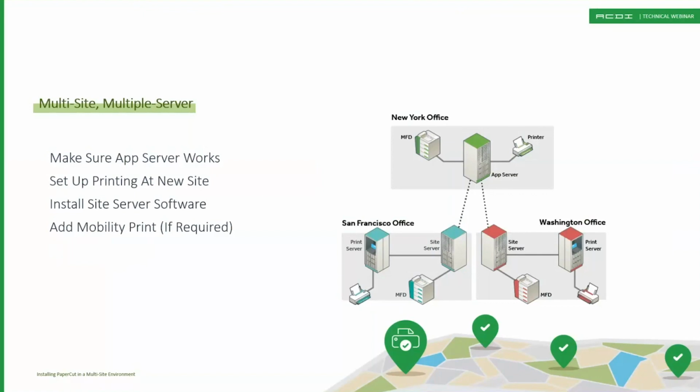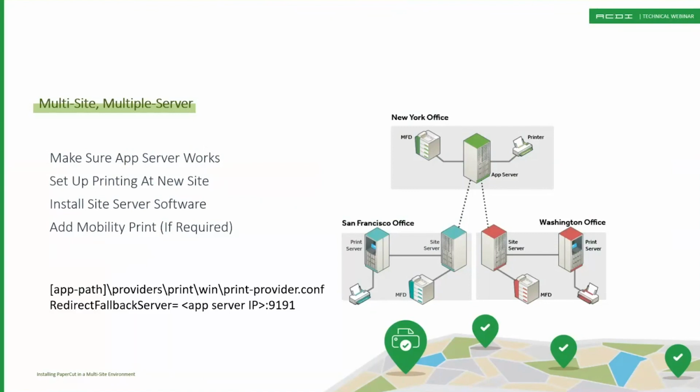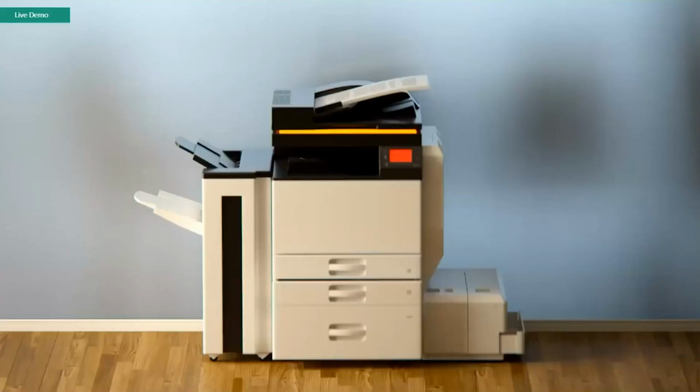What you'll do is open the following file in a text editor. Let me go ahead and type this out for you. It's the app path, providers, print, win, print-provider.config, and then add a new line with redirect-fallback-server equals the application server IP address and the port. Restart the PaperCut print provider service, and test to make sure that everything is working as desired. Let's take a look at this in action.